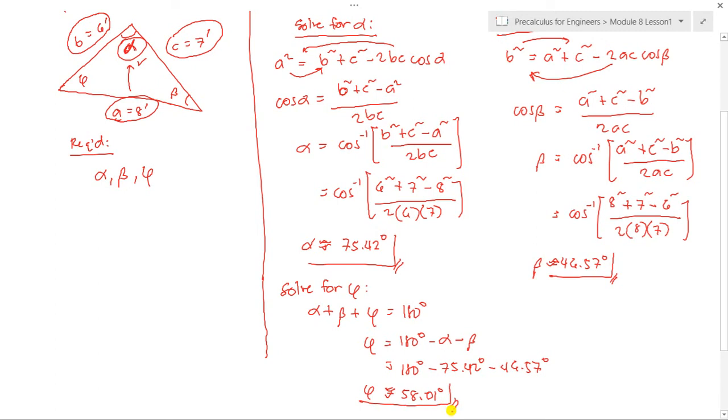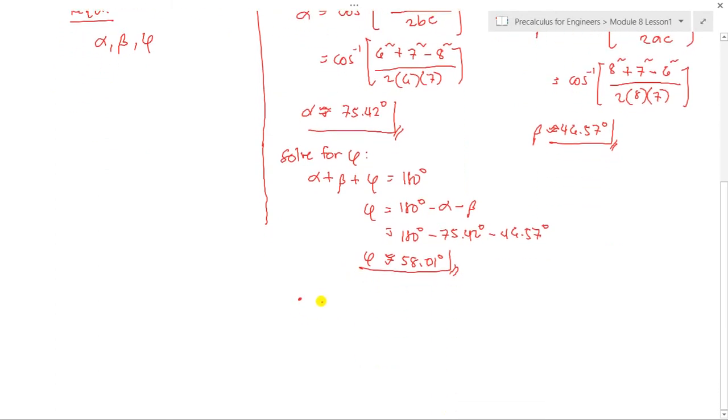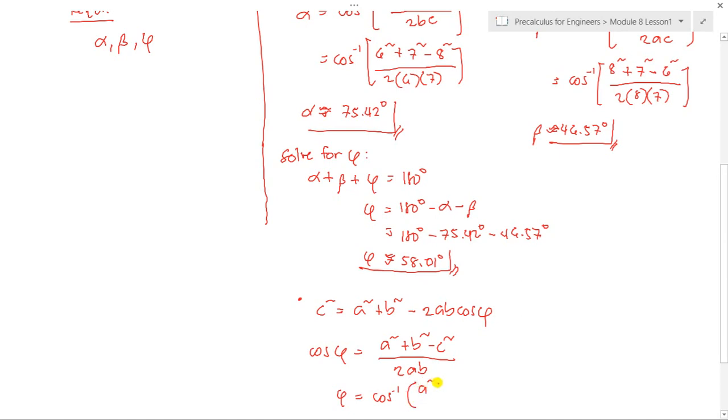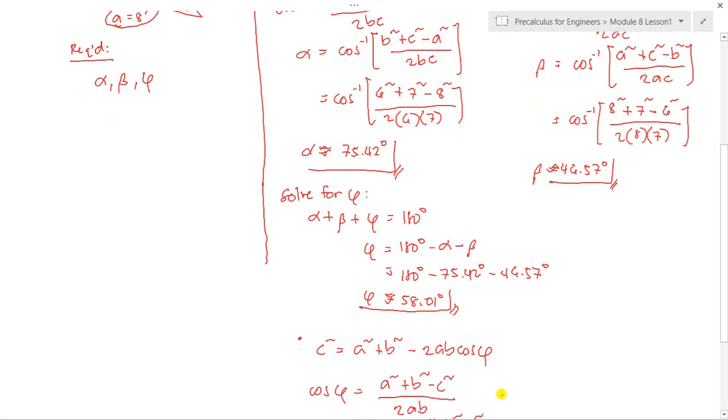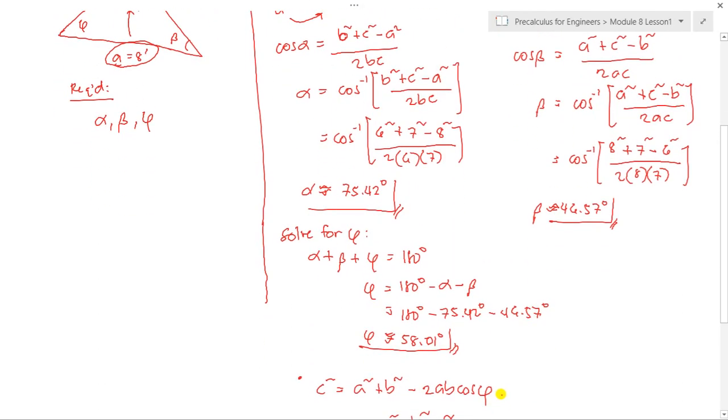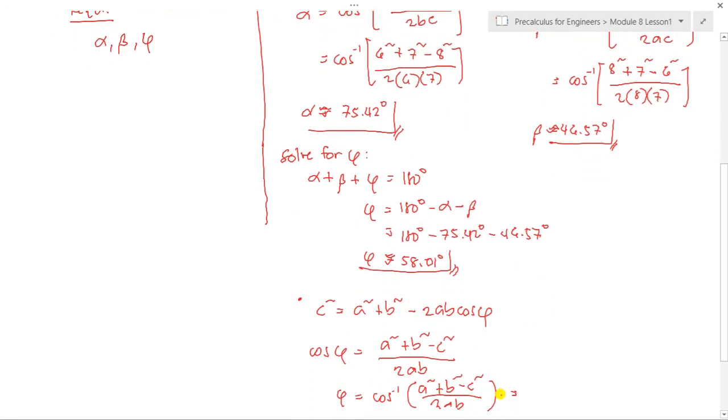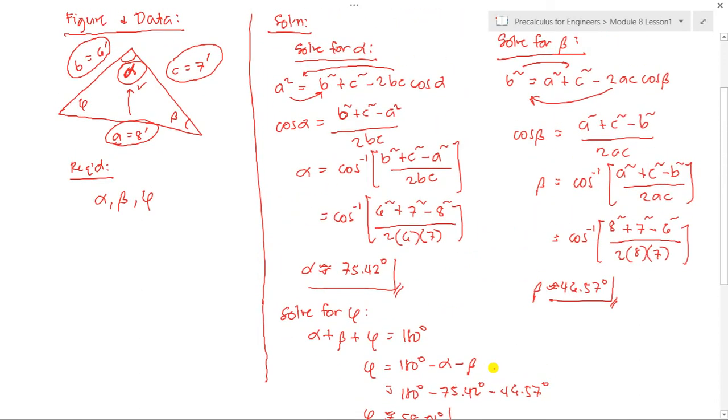Actually, you can verify the value of gamma using the law of cosines again. That is c squared is equal to a squared plus b squared minus 2ab cosine gamma. As a shortcut, cosine gamma is equal to a squared plus b squared minus c squared all over 2ab. So gamma is just the arccosine of this. In my calculator, a is 8, that is 64, plus b is 6, that is 36, minus c is 7, that is 49, all over 2 times a and b, so 8 times 6 is 48.